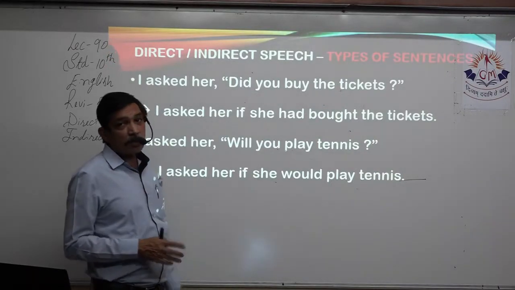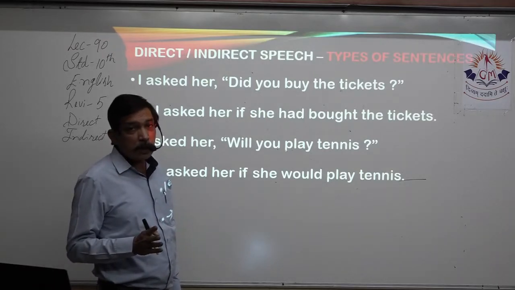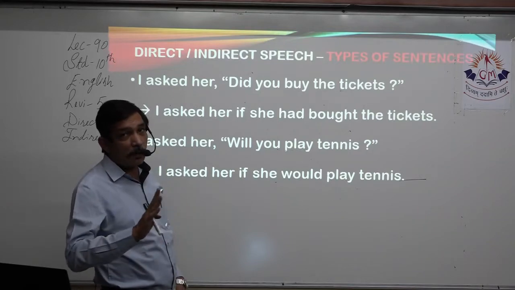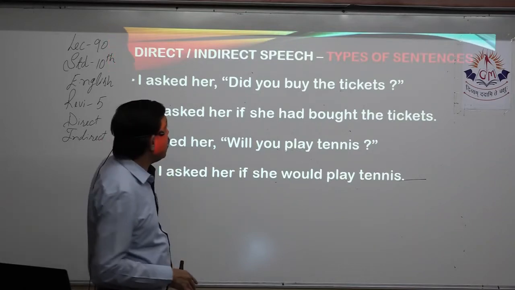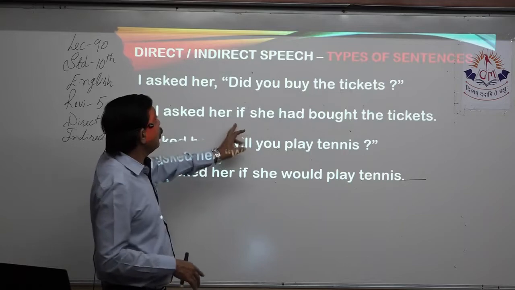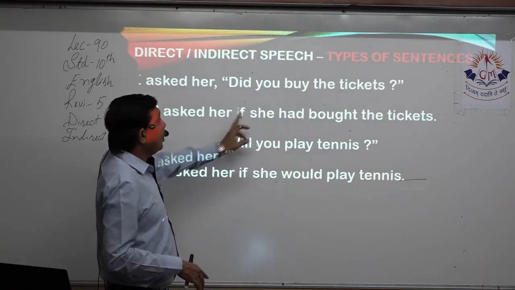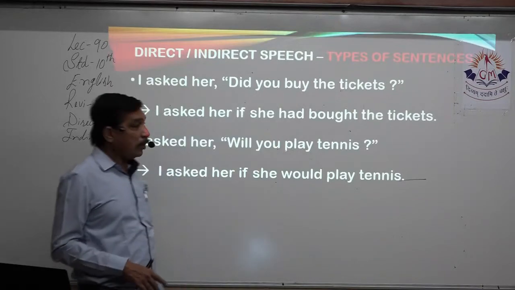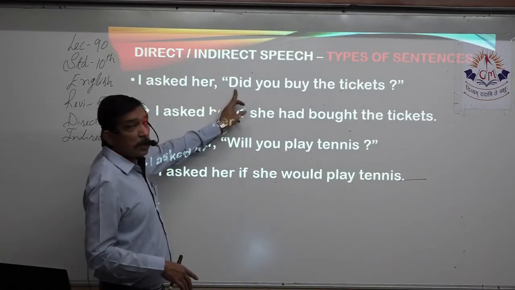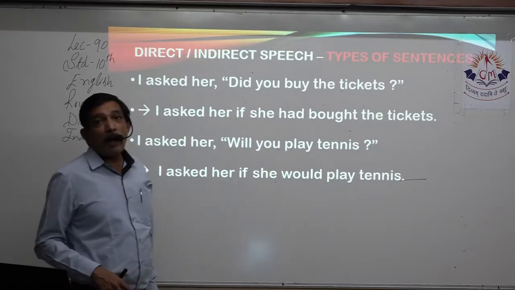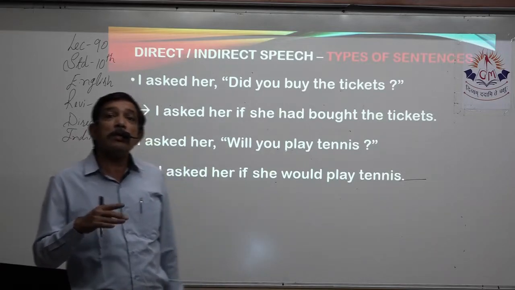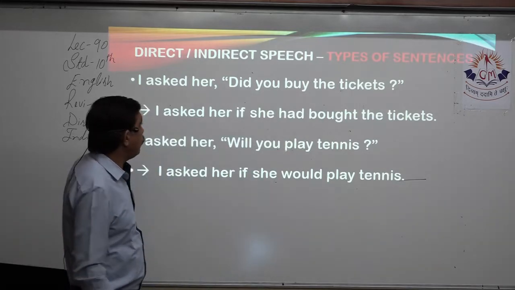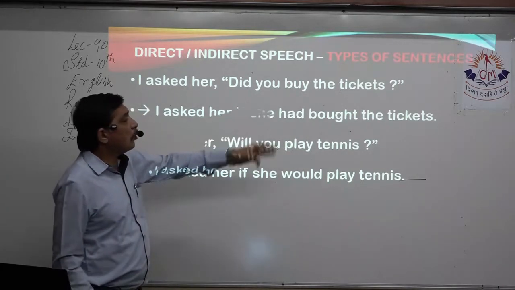Same thing happens with helping verbs. If the question is starting with a helping verb, or the helping verb of the do form, then it is a conditional sentence. So "did" becomes "if," "you" becomes "she." If she had, now "did" is past tense, so past tense changes into past perfect, so "did bought" becomes "had bought," that we have already seen. I asked her if she had bought the tickets.